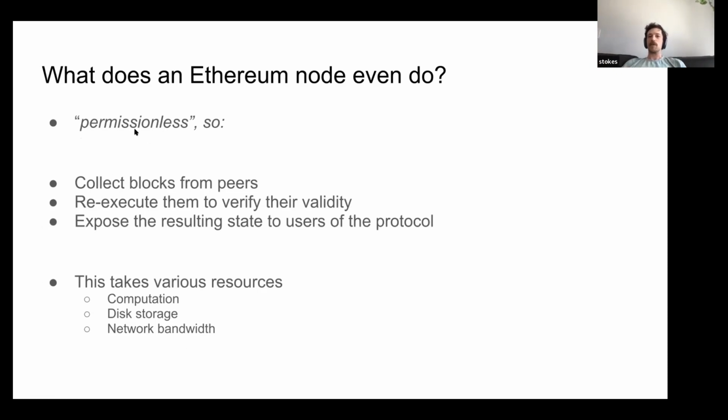This permissionless bit is actually quite important, because what it means is anyone can make transactions, anyone can make a block with those transactions. And so as a node, you have to verify that the next block in the chain is valid. So you're going to collect blocks from your peers. Currently, and again, there are various research efforts to change how the statement reads, but what happens today is you re-execute all the transactions, and that's how you know if they're valid.